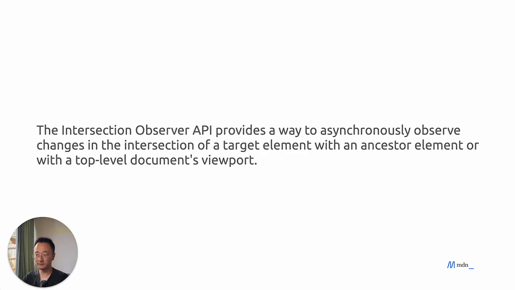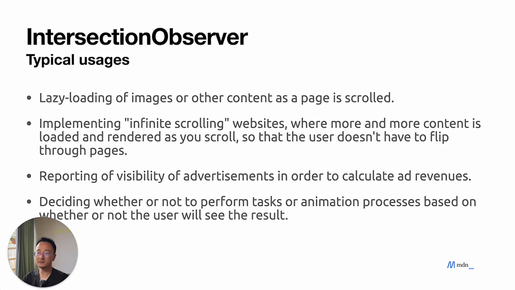IntersectionObserver allows you to do a lot of interesting interactions. For example, the lazy loading of images. If you have a blog post with several big images in a long-form article, you don't want to load all the images initially. So as users scroll to a particular area of the article, you start to load the image at that point. That makes the initial page load very fast.